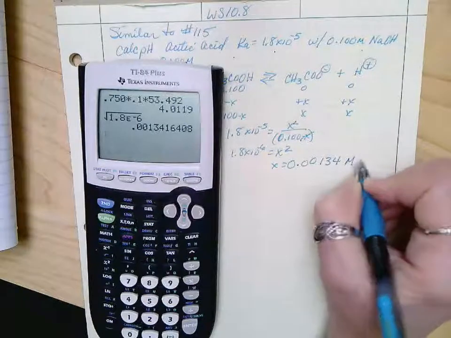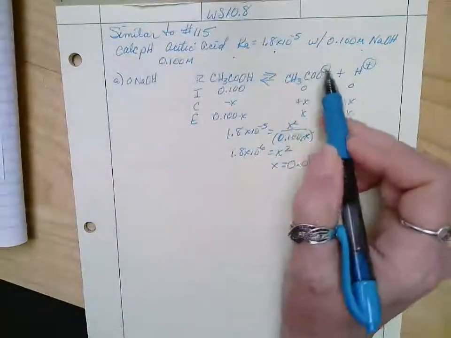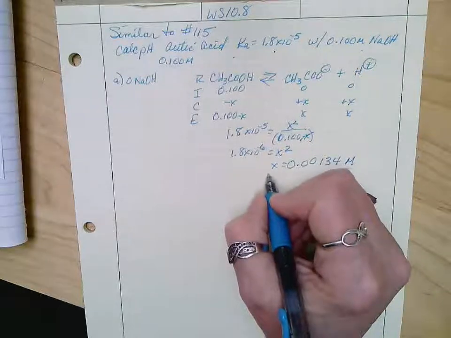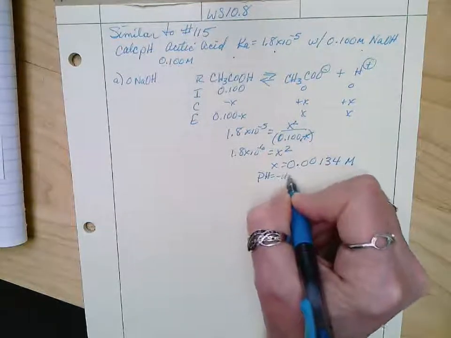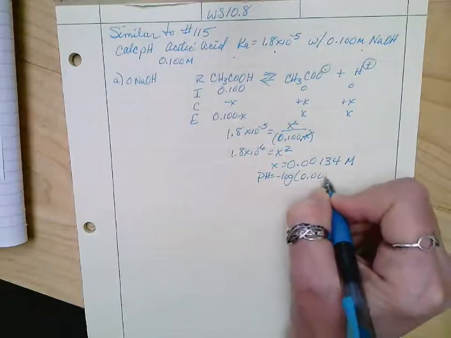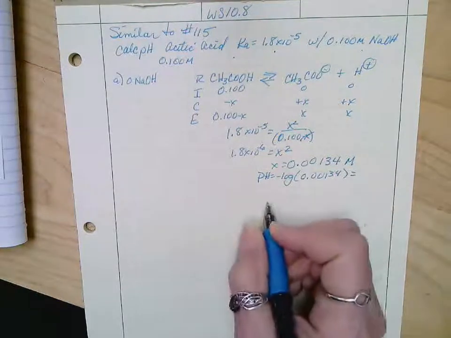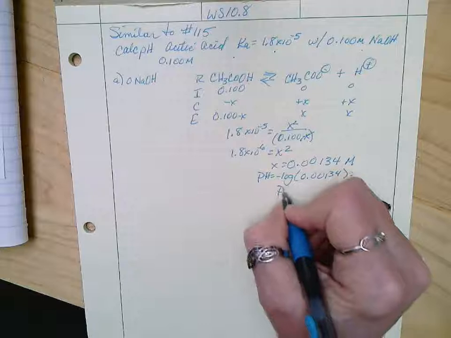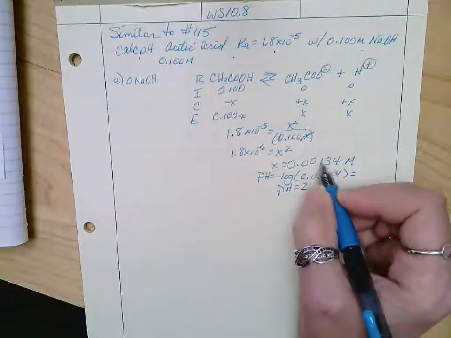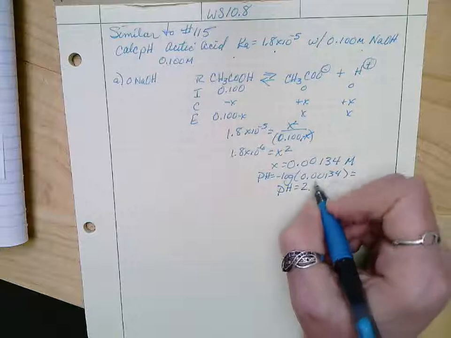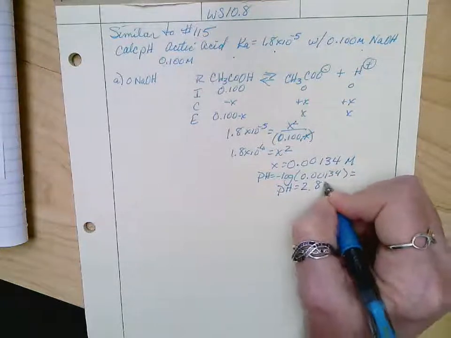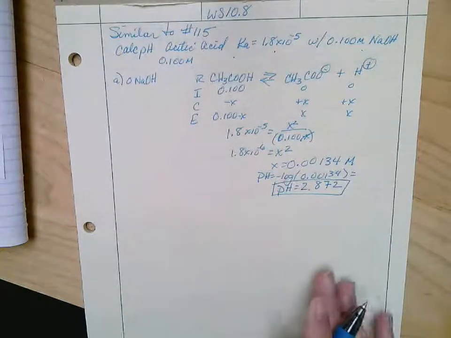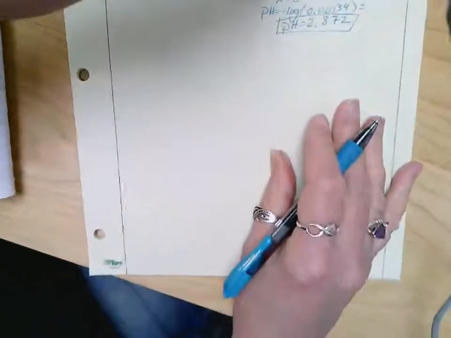0.00134 molar. So that is the acetate concentration and the hydrogen ion concentration, and it asked me for the pH. So the pH is going to equal negative log of 0.00134. And so negative log second answer, I get that the pH is equal to 2 point, and I have 3 significant figures, so I need 3 decimal places. 2872. Okay, you know how to do that. That's not new. The next part is new.